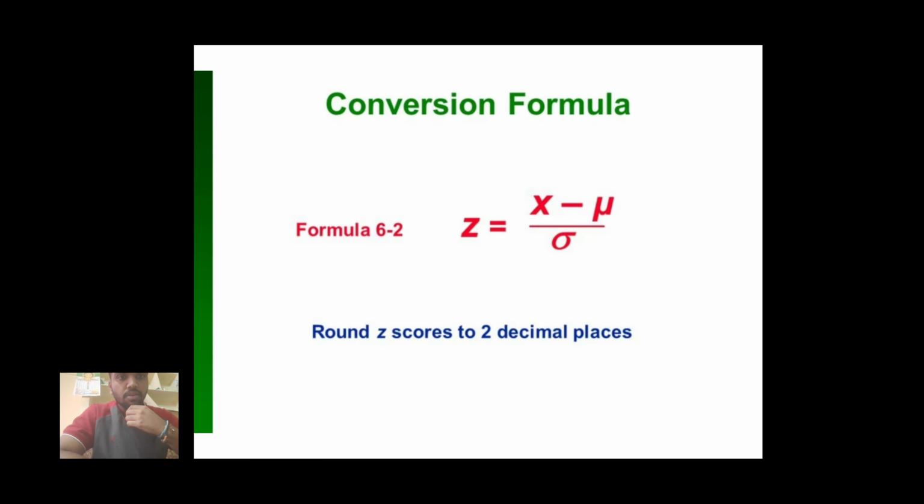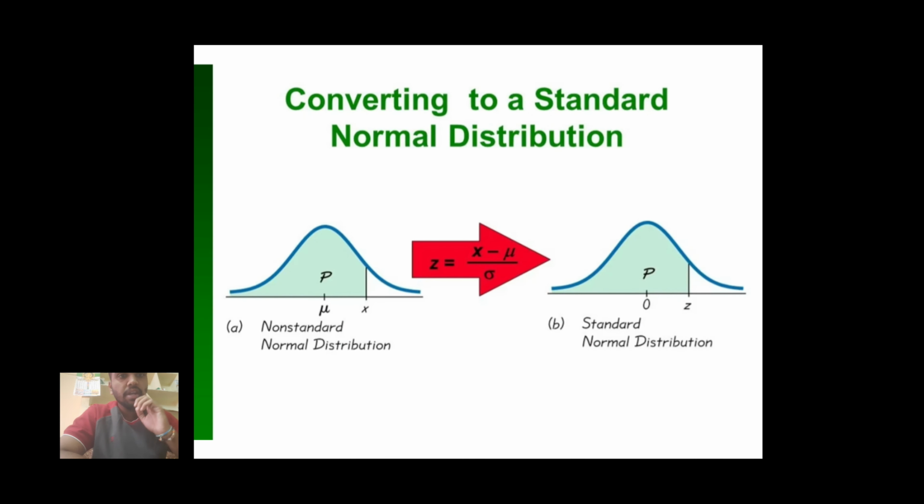Conversion formula: z equals x minus mu divided by sigma. Round z scores to two decimal places. Converting to a standard normal distribution: to convert a non-standard normal distribution to the standard normal distribution, we use the formula z equals x minus mu divided by sigma.